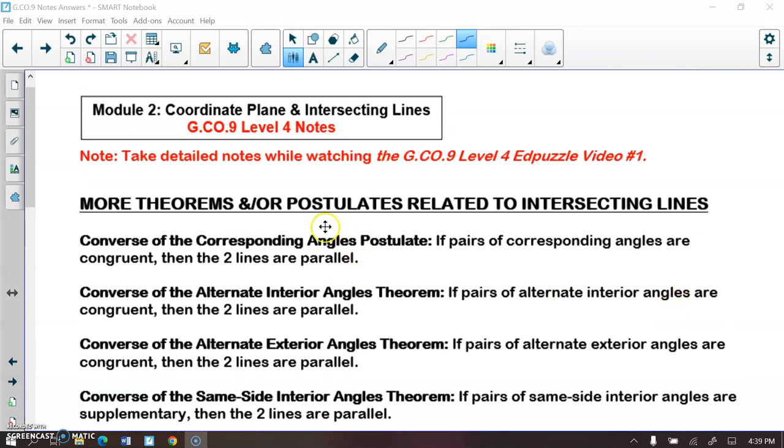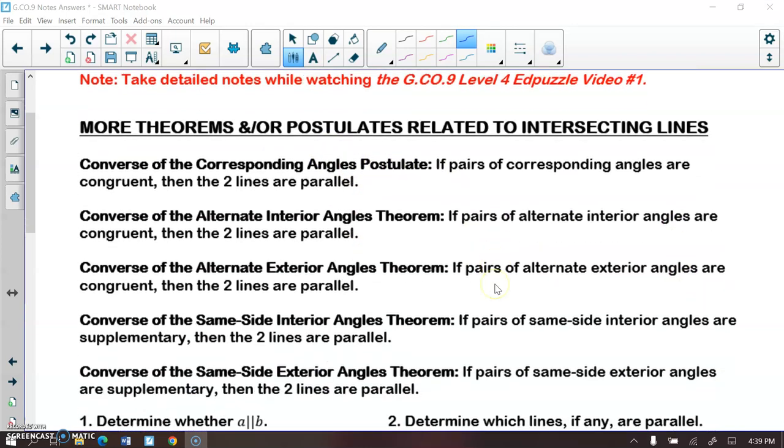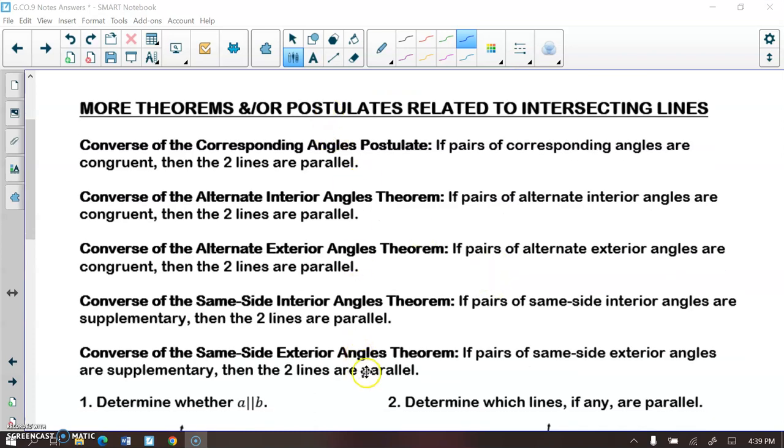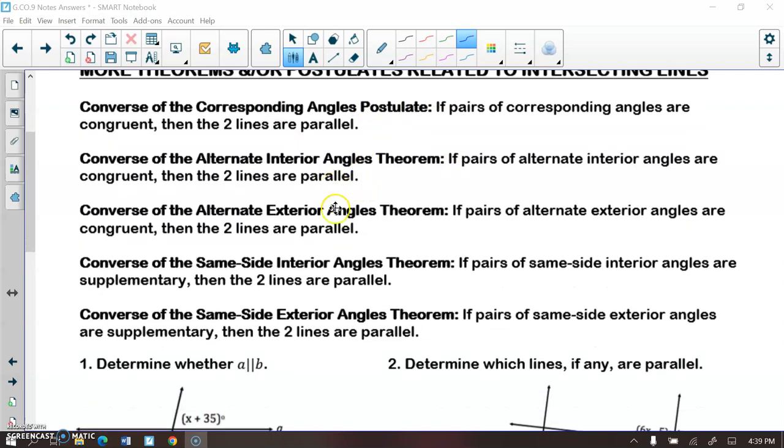Right, so we are doing more theorems and postulates related to intersecting lines, but these are all the converses of all the postulates and theorems that we learned related to parallel lines. The converse of the corresponding angles postulate states that if we have pairs of corresponding angles congruent, then the two lines are parallel. So this time we don't know that the lines are parallel, but we do know that we have corresponding angles congruent. So that means the lines are parallel. That's the converse of the corresponding angles postulate.